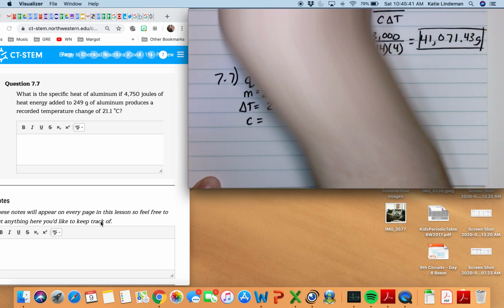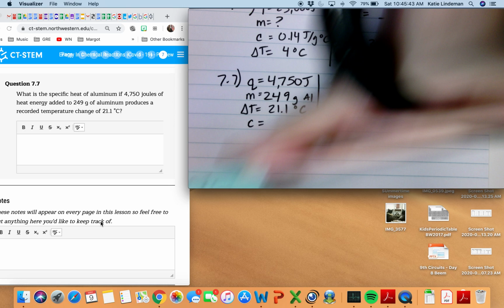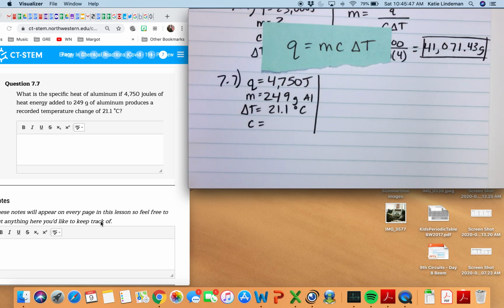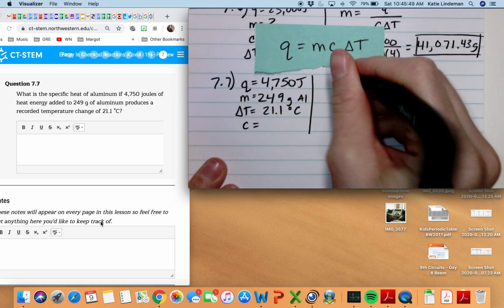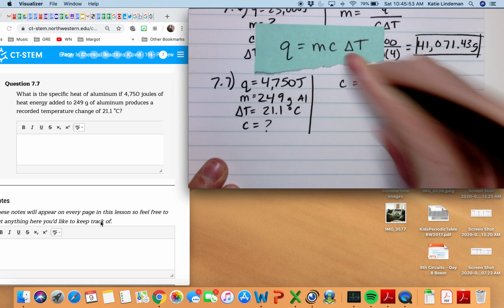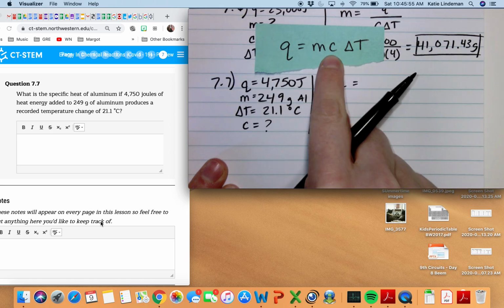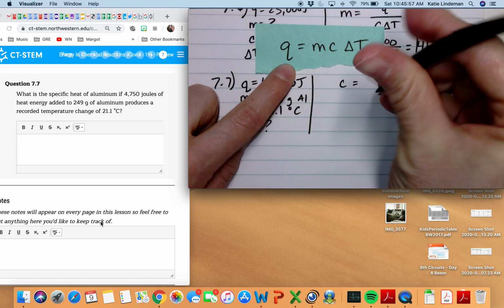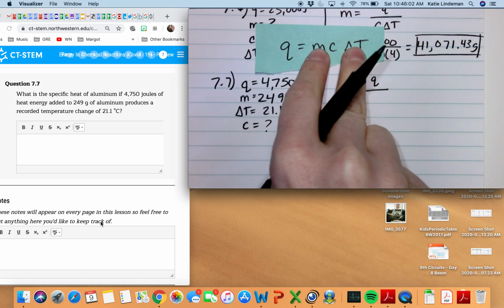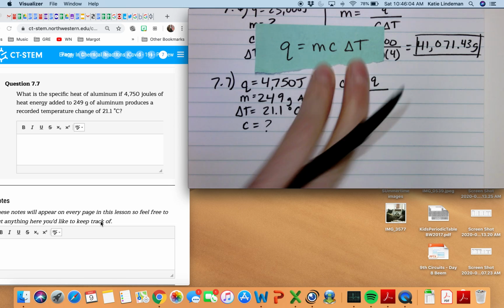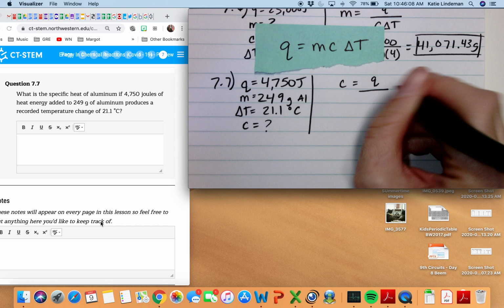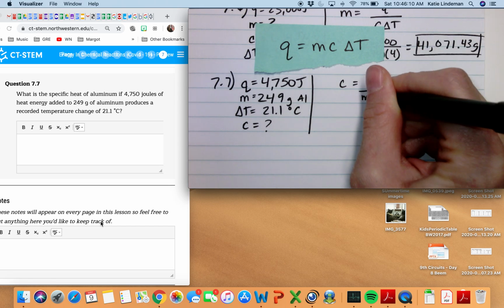Okay, so here again, I'm just going to pull down this little post-it thing that I have here. So this is our equation that we're starting with. If we want to solve for C, first I rearrange everything to solve for C. So C is equal to Q, and then I divide that by these other things that I needed to divide over to get C on its own. So Q divided by M delta T.